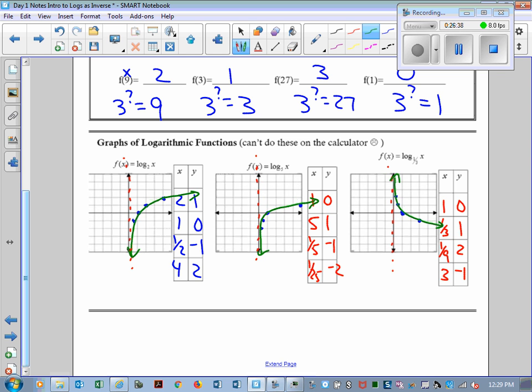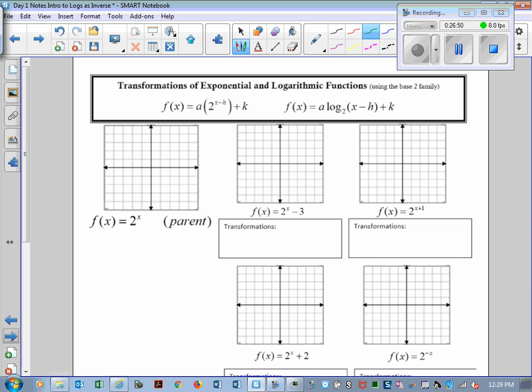Look at what it says at the top of the next page. This should be very familiar to you. These are the same transformations that we've been doing all year. What does the A out front do? Circle, stretch, or compression. What does the number next to the X do? Left or right? What does the number outside by itself do? Up and down. Same thing, guys. Whether it's an exponential or a logarithm, it's going to do the same thing.